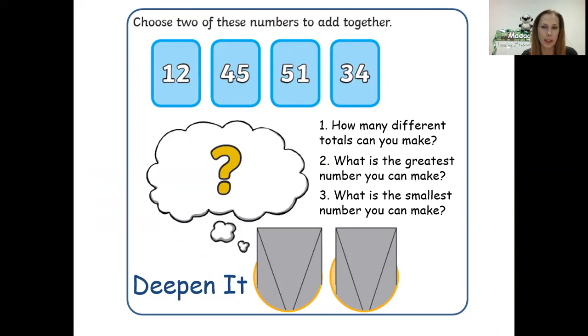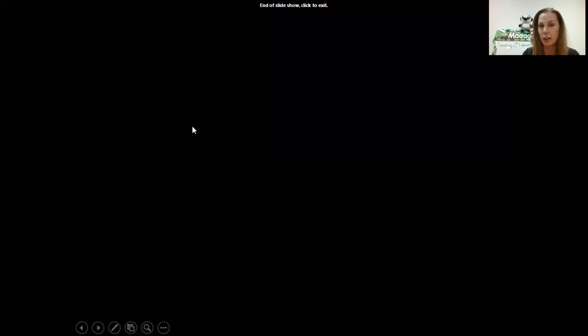Then number 2 says, what is the greatest number you can make? So if you want the biggest answer, which numbers have you got to select to give you the biggest answer? If you've managed to find all the ways, you could look at them and find the one that gives you the biggest answer. Number 3 says, what is the smallest number you can make? So if you want the smallest answer, what are the 2 cards that you need to pick that are going to give you the smallest answer?